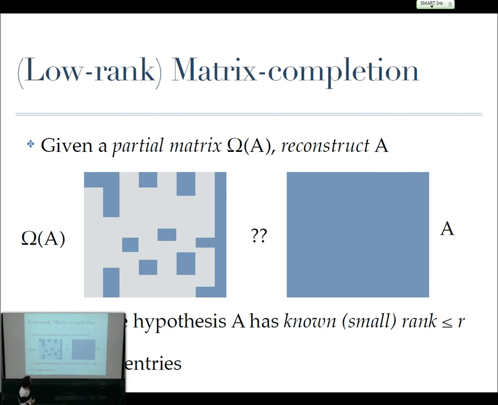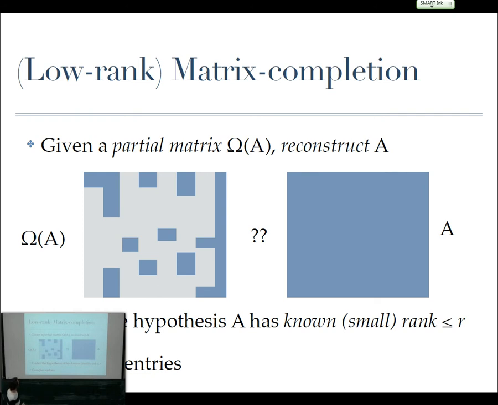So here's a problem. It's actually quite well studied, and it goes by the name of matrix completion, which is perhaps not so descriptive, but I've put here low rank because it will really matter. So what's the game? We see a partial matrix, which I'll call omega of A, where A is the unknown matrix, and omega is meant to mean observation. This is, again, other people's notation.